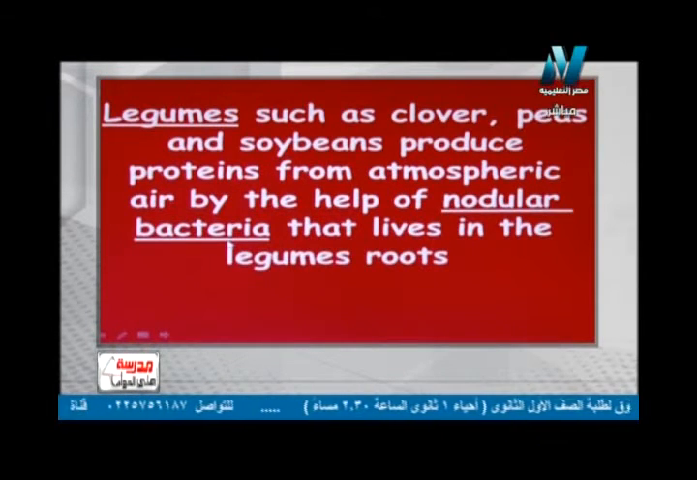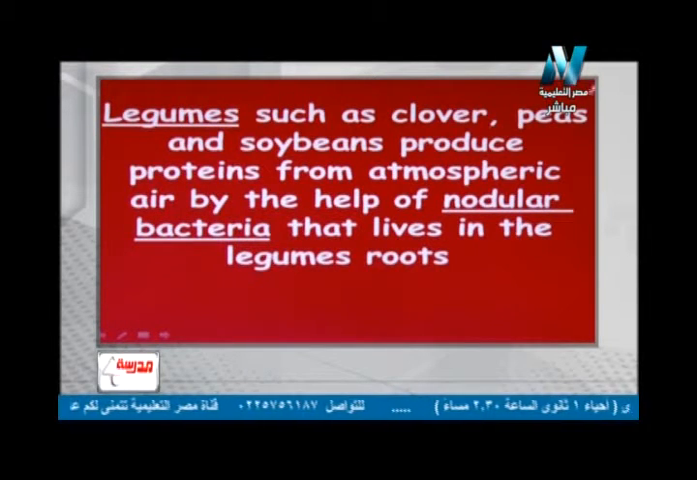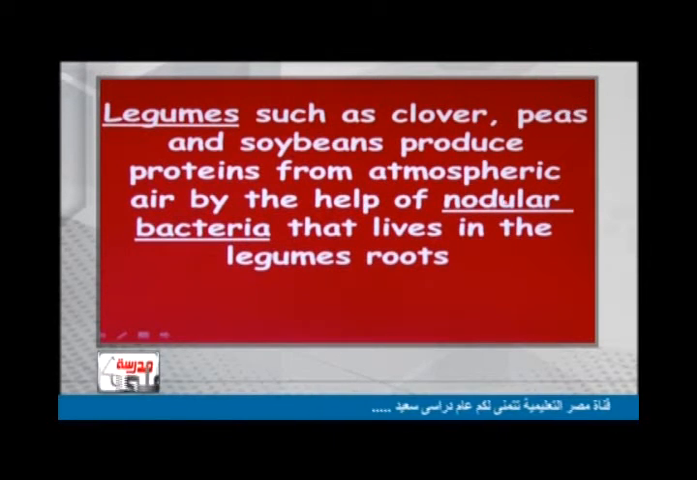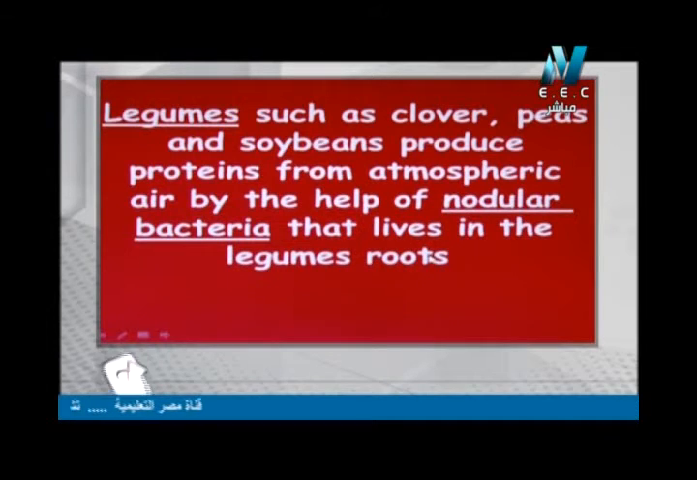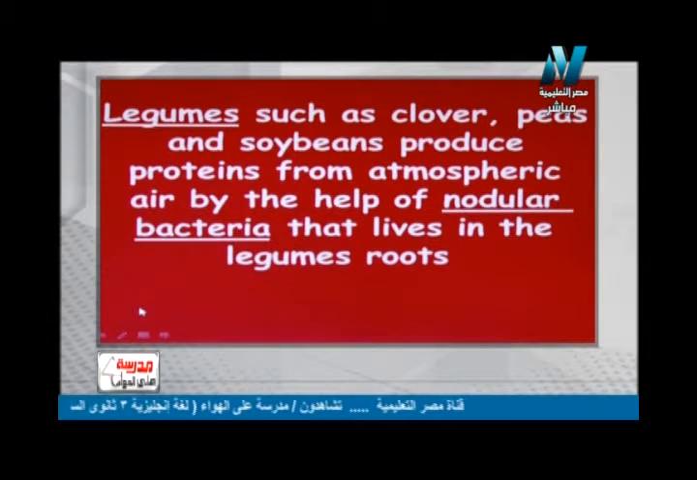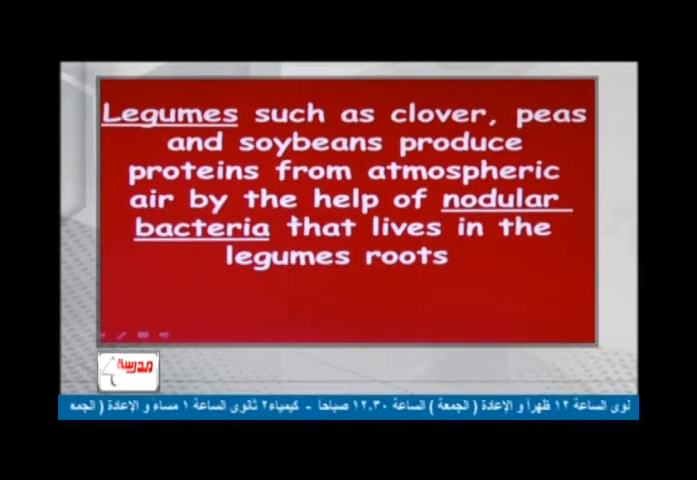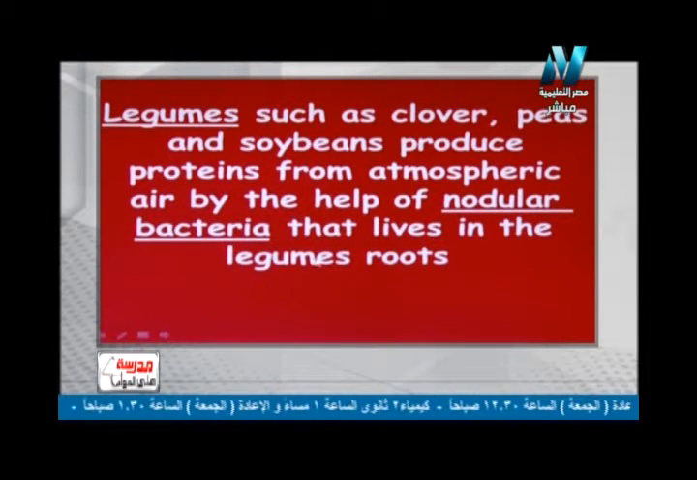So legumes such as clover البرسيم peas البسلة and soya bean فول الصويا produce proteins from what? From atmospheric air by the help of nodular bacteria. هم بينتجوا بروتين عن طريق البكتيريا العقدية اللي أوريدي موجودة in the plant or in the legumes roots موجودة في جذور النباتات. So again legumes produce protein from atmospheric air by the help of nodular bacteria that lives in the legumes roots. يبقى مهم قوي أعرف دور البكتيريا هنا. دي بكتيريا مفيدة جدا جدا بنسميها nodular bacteria أو بكتيريا عقدية.